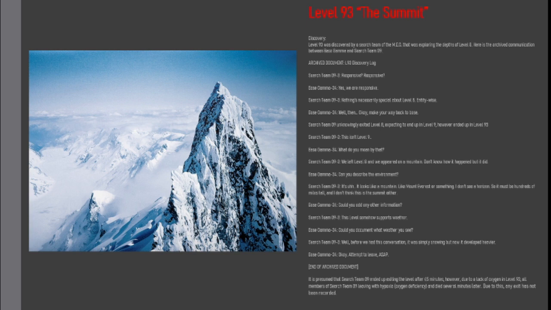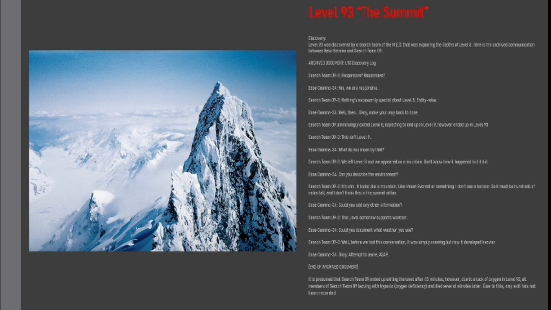Base Gamma, -34, could you add any other information? Search Team 093, this level somehow supports weather. Base Gamma, -34, could you document what weather you see? Search Team 093, well, before we had this conversation, it was simply snowing, but now it developed heavier. Base Gamma, -34, okay. Attempt to leave, ASAP. End of archive document.